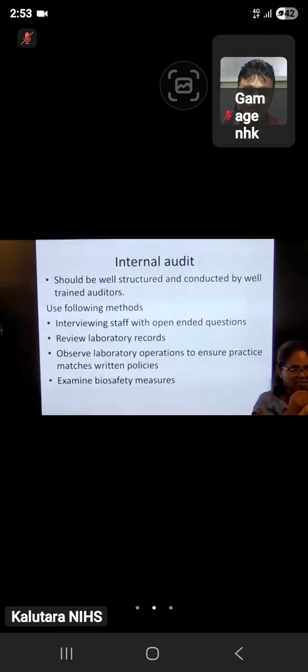Use the following methods. Interviewing staff with open-ended questions. They will review laboratory records and documentation. Observe laboratory operations to ensure practice matches policies. They will examine biosafety measures, how you discard your waste, cleaning procedures; everything can be examined. This is about internal audit. Now we move to the external audit.